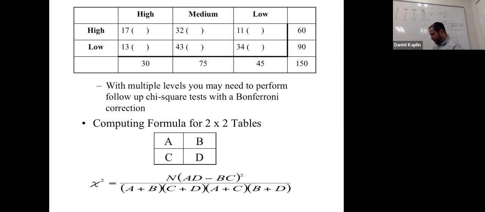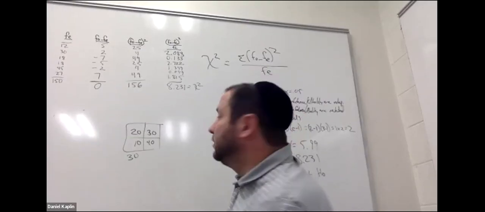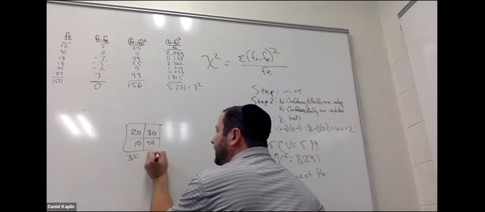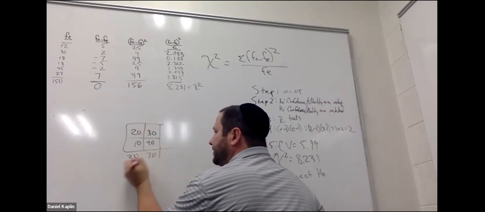So what I'm going to do is I'm going to do that example. So let's create a 2x2. All right, so let's say we do, in our 4 boxes, 20, 30, 10, 40. Well, we could add down, that's 30. Actually, I want to take the screen off for a second so you could see the board better. 30, 70. If we add that up, what's our total number of observations?